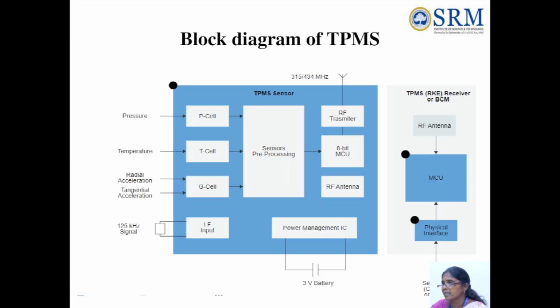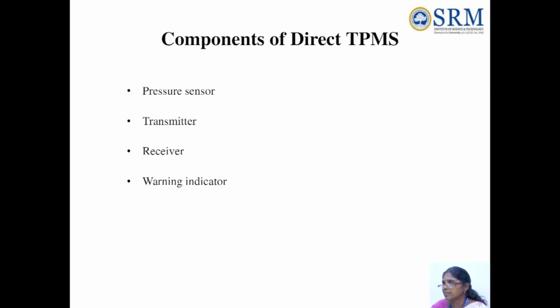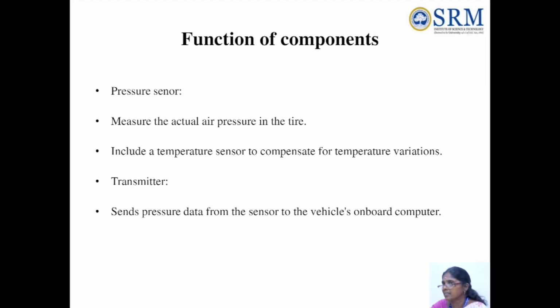This is a block diagram for the tire pressure monitoring system. The important components of the tire pressure monitoring system are the pressure sensor, transmitter, receiver, and warning indicator. The pressure sensor measures the actual air pressure in the tire, and includes a temperature sensor to compensate for temperature variations. The transmitter sends the pressure data from the sensor to the vehicle's onboard computer.